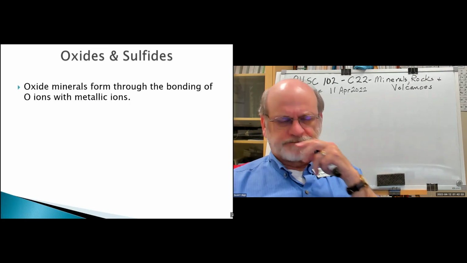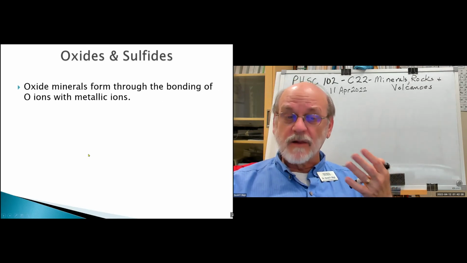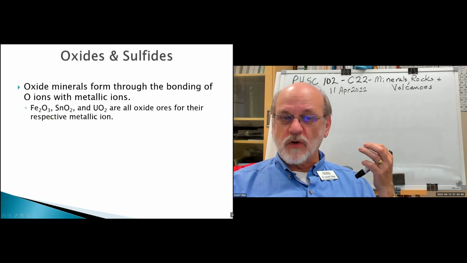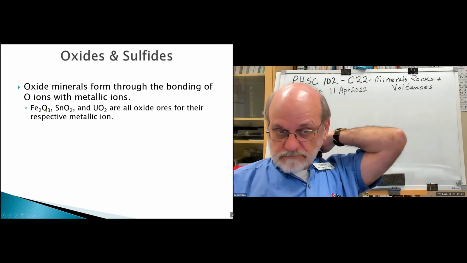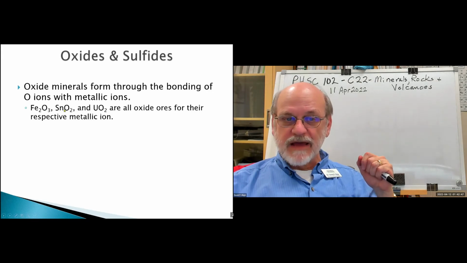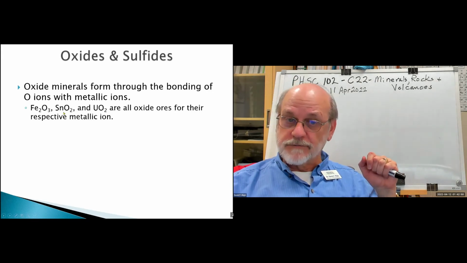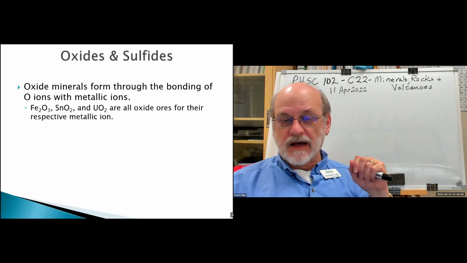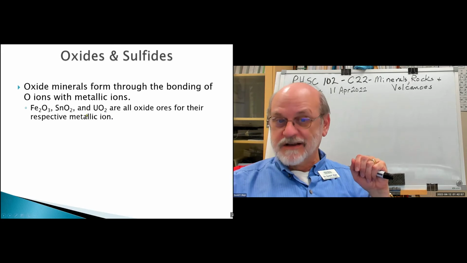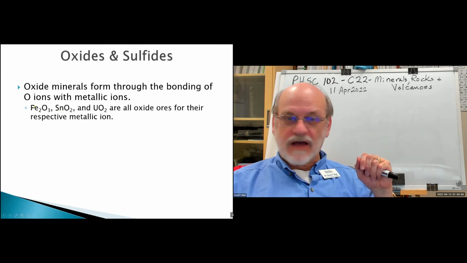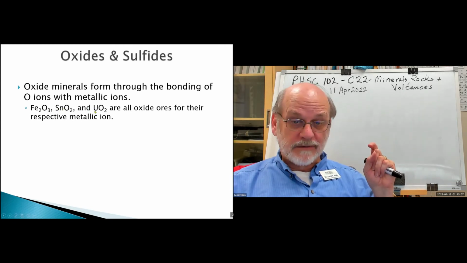So we get a metallic ion bound to oxygen ions. For instance, Fe2O3. That's iron 3 oxide. We can have tin 4 oxide or stannic oxide. Here's an interesting ore, right? Uranium oxide. These are all important ores for isolating tin, iron, and uranium.